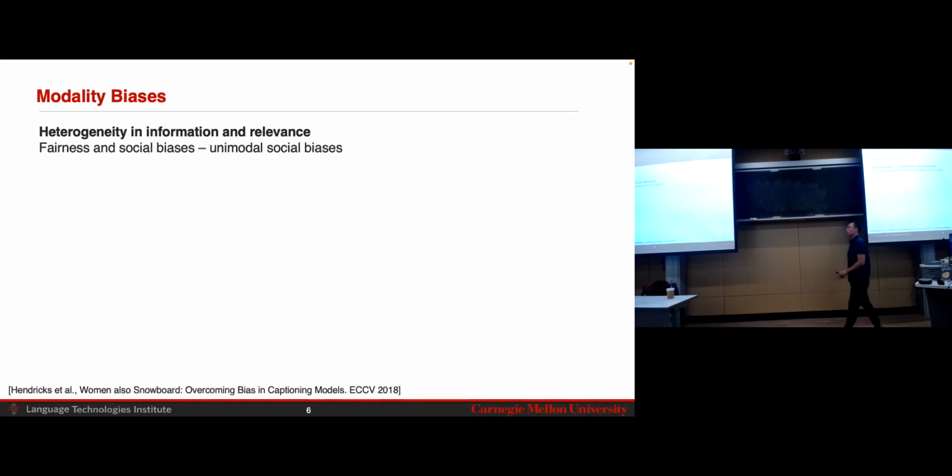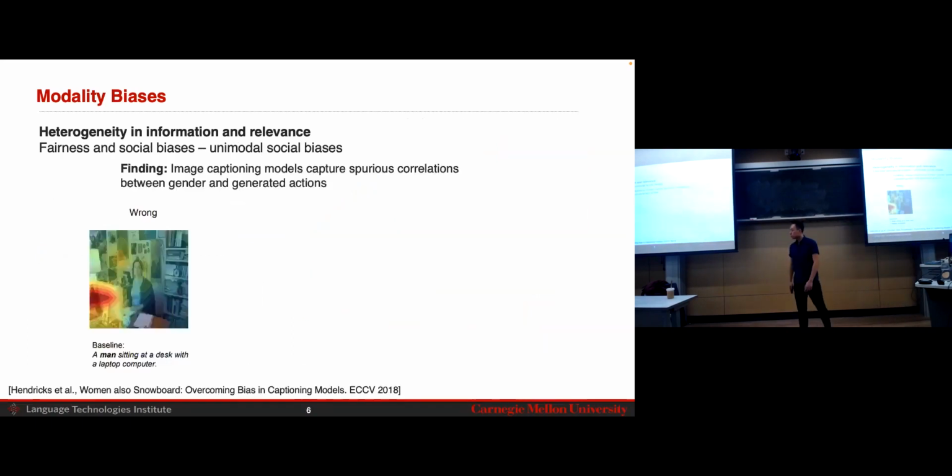Another example of heterogeneity in information. Again, one modality containing more information than the others, and therefore leading to biases. So right here, this is an image captioning model, right? You give the image, you run it through an image captioning model, and you get the output text, a man sitting at a desk in front of a computer. And you start realizing, why did this image captioning model capture the man instead of woman?